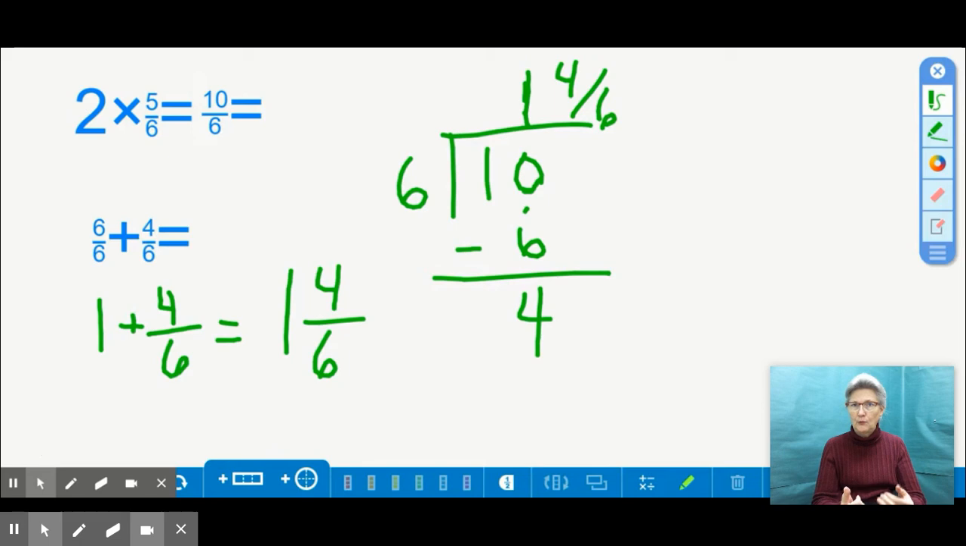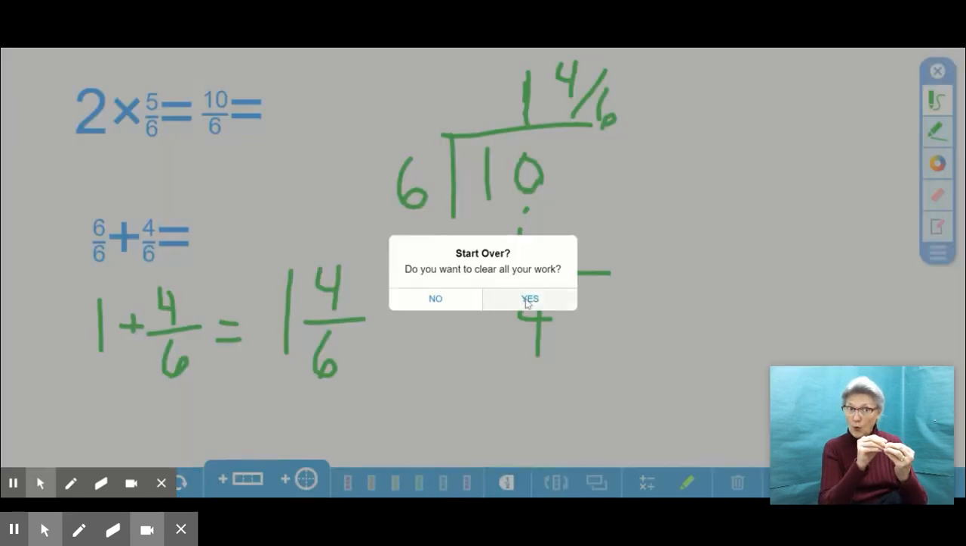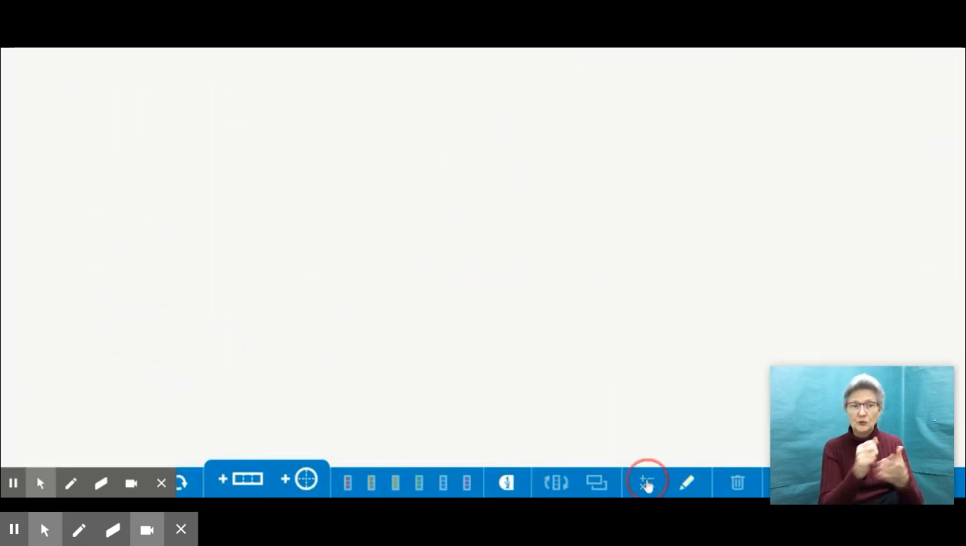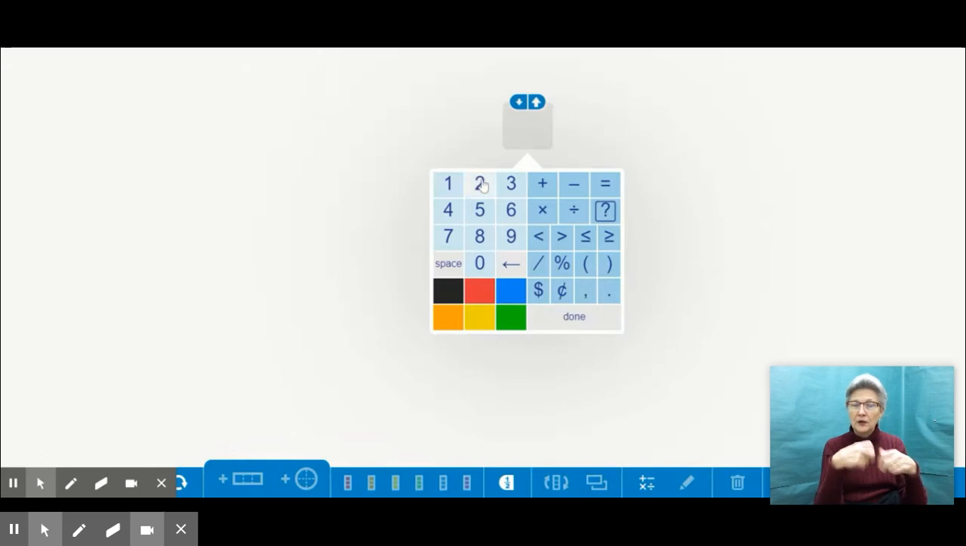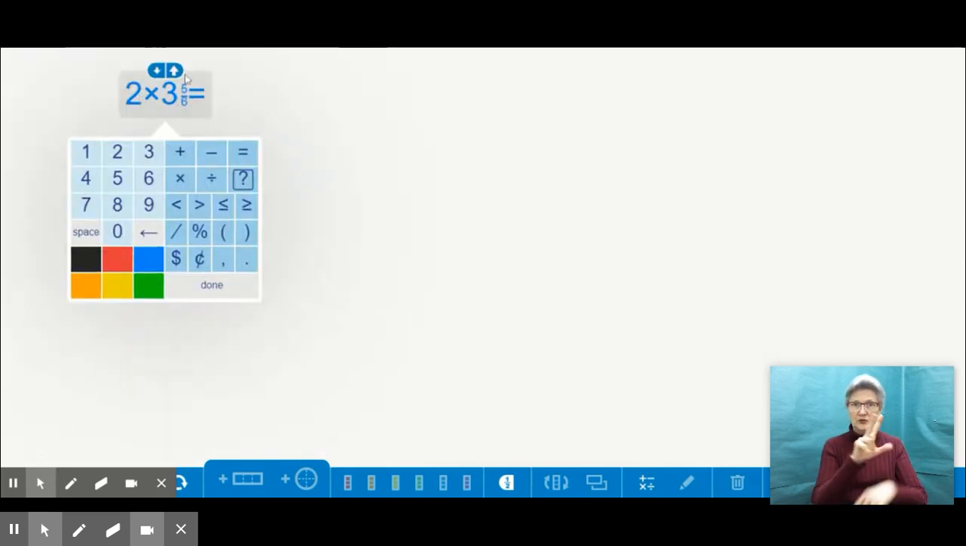Okay, we're going to take a look at one more. So I'm just going to clear my board here. Okay, so our next problem we're going to do is 2 times 3 and 5/6. So this is a mixed number we're multiplying by. Okay, I'm going to make it a little bit bigger.